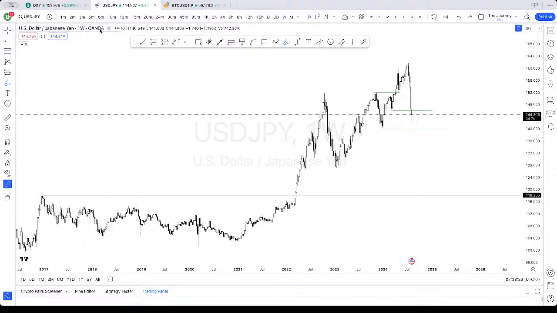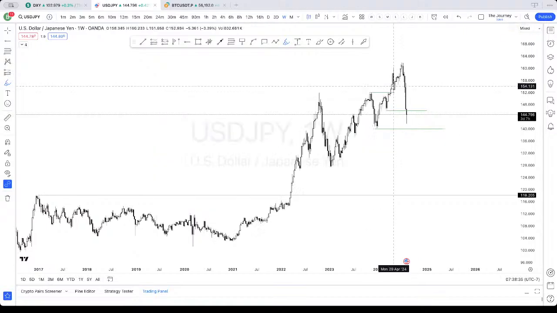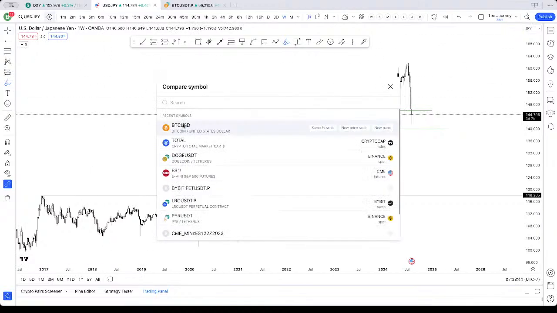Having said that, can we overlay BTC on top of this? How do we do that again? We do this. And we wanted to make some sort of a correlation. Did I do it wrong? I thought you hit the plus button here.